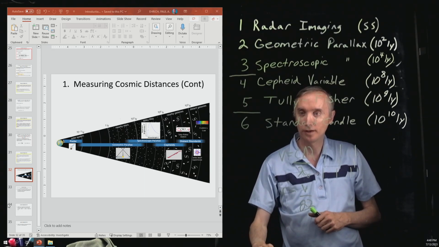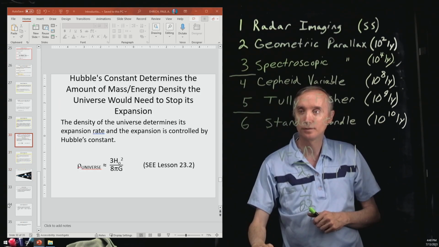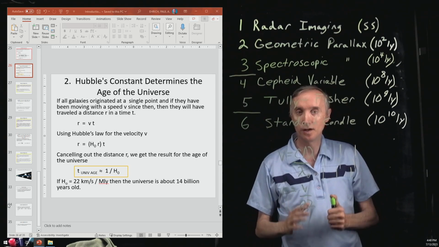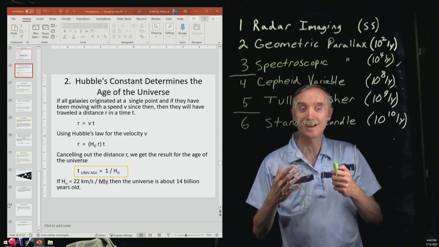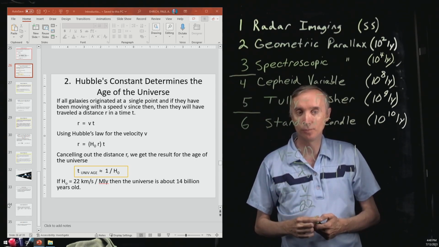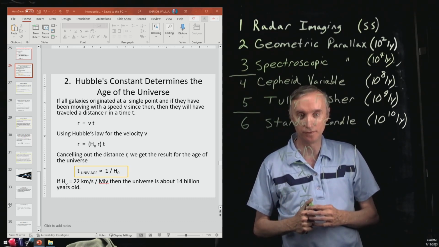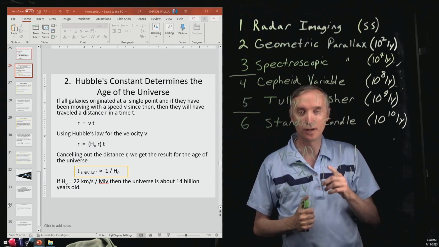So we're going to take a break, and when we come back, we are going to talk about why Hubble's law, or why Hubble's constant, is so important, why it matters that we know what the value of Hubble's constant is. We'll talk about that in our next segment.